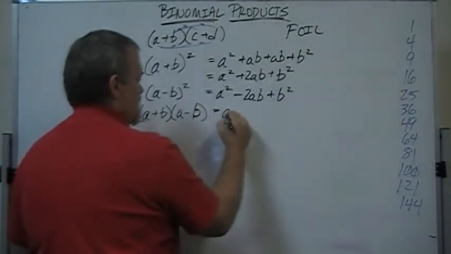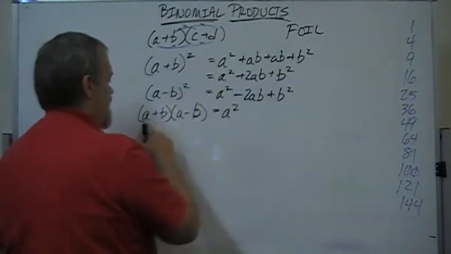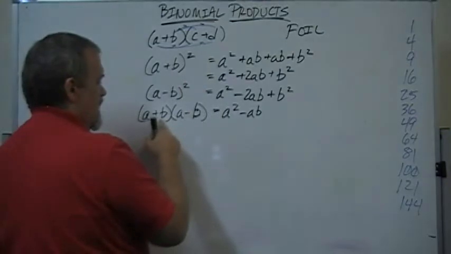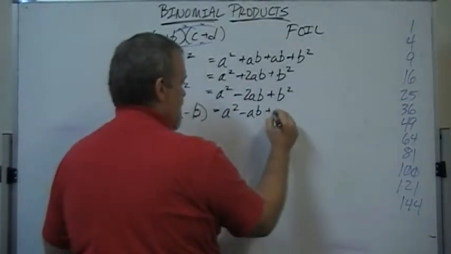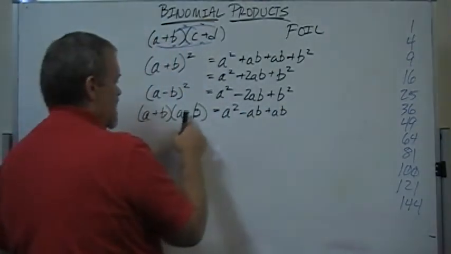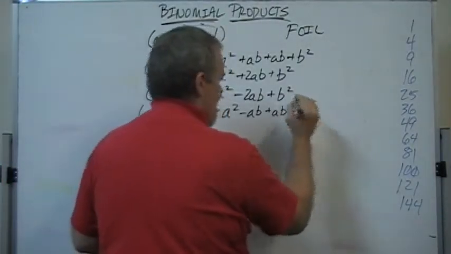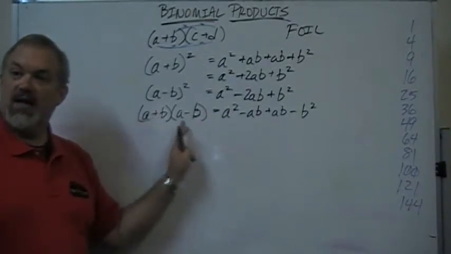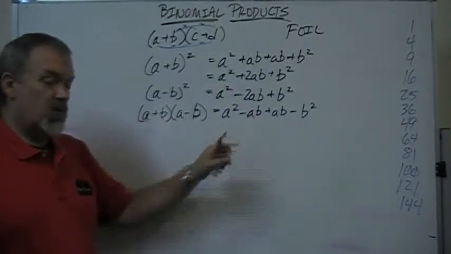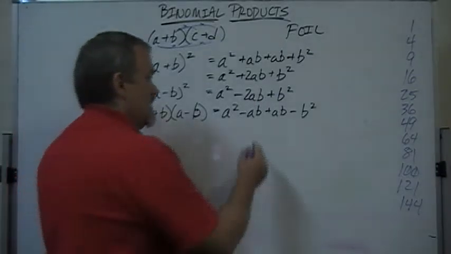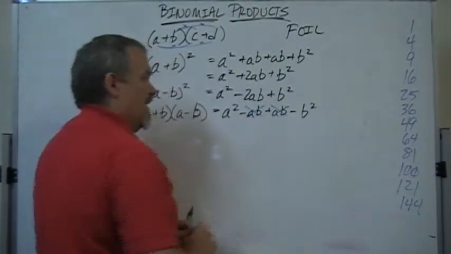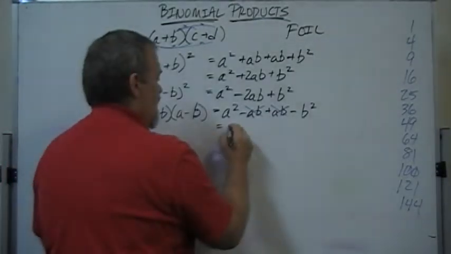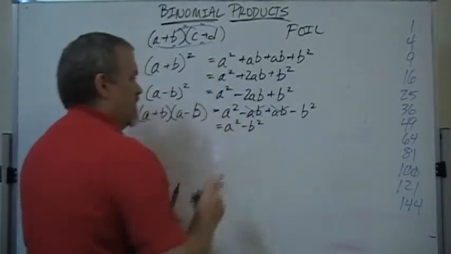A times a is a squared. Outside, a times b minus b is minus ab. Inside, b times a is plus ab. And b times minus b is minus b squared. And what you notice is these two terms are the same, these two terms are the same, but the sign in the middle is opposite. So what will always happen when we do one of these is that the two middle terms will cancel each other out. And we are just left with a squared minus b squared.